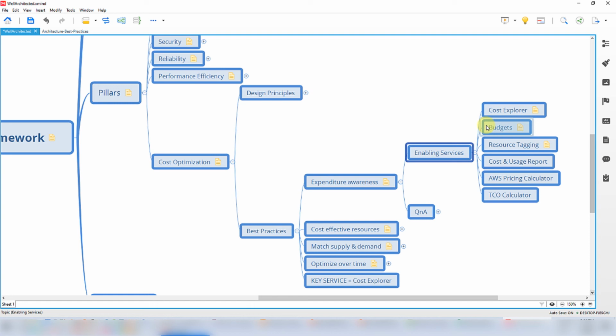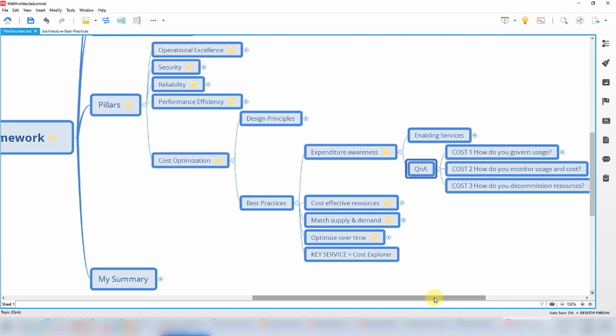Budgets, you can set up notifications if costs are not in line with your forecasts. Resource tagging helps you tag usage and costs with business and organizational info. So this helps with attribution. Cost and usage report, pricing calculator, TCO calculator.